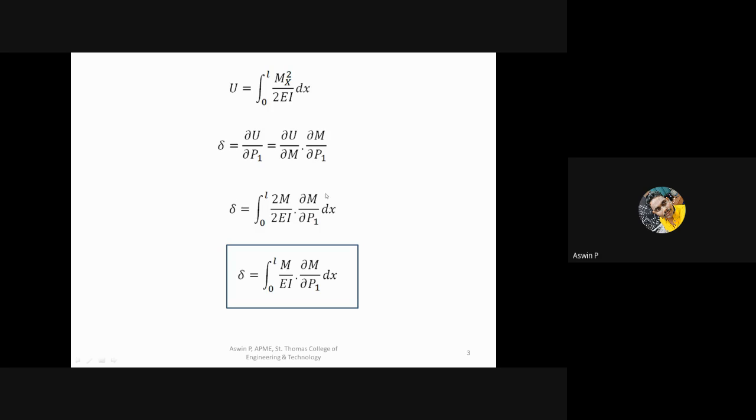So this is the equation for deflection. When we simplify, the final equation of deflection will be delta equals the integral from 0 to L of M divided by EI into dou M by dou P1 dx. This equation is also known as Castigliano's second theorem in integral form. You should learn this properly. It is also known as the Castigliano equation.